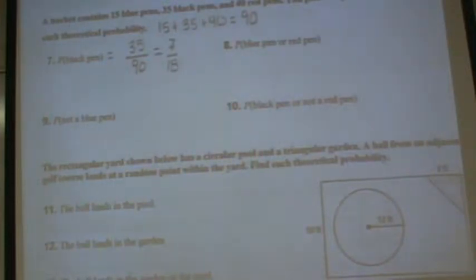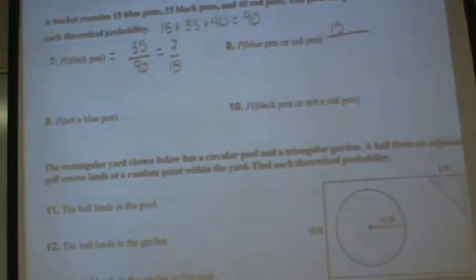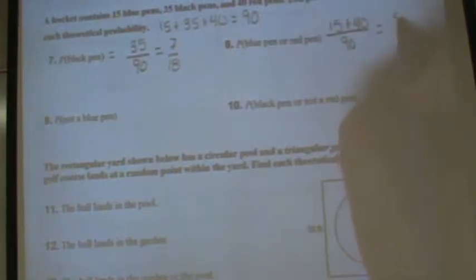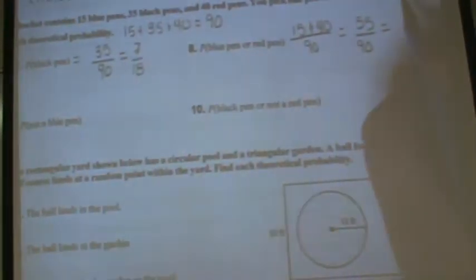So number 8, the probability that it's a blue pen or a red pen. So how many blue pens did we have? We had 15. And then how many red pens did we have? 40. So we're going to pick either a blue pen or a red pen. So we've got both of those on top, and that's out of our 90. So this equals 55 over 90. And again, we can reduce this fraction to 11 over 18.